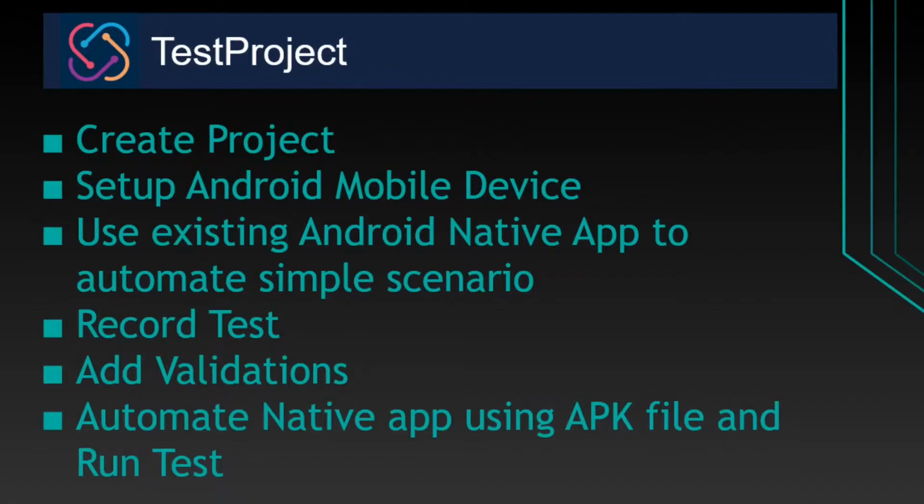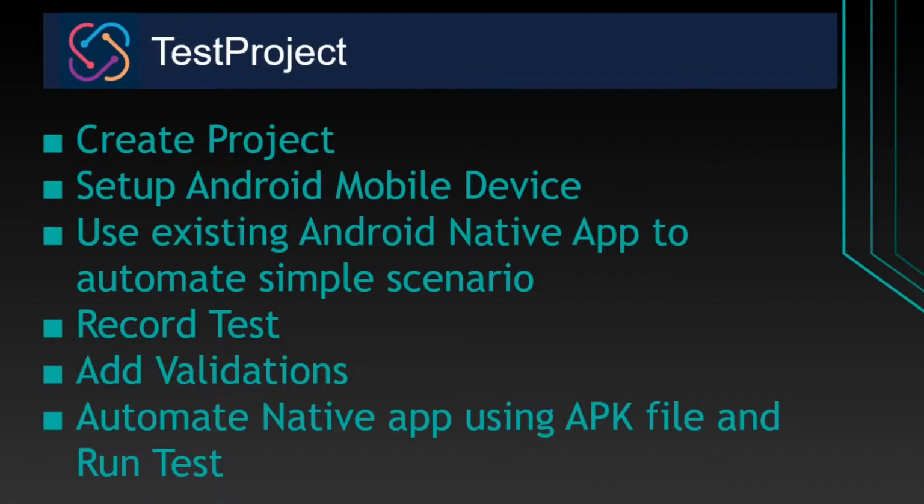And then I'm going to show you one simple test by automating a manual test case of an existing Android native app. We are going to record the test for the existing native app, and then we are going to add some validations so that we can perform the validation of your test case. And also I'm going to show you automating a native app by using an external APK file as well.